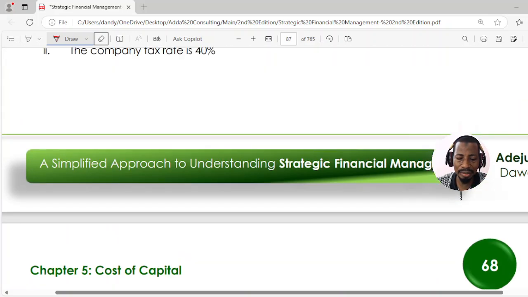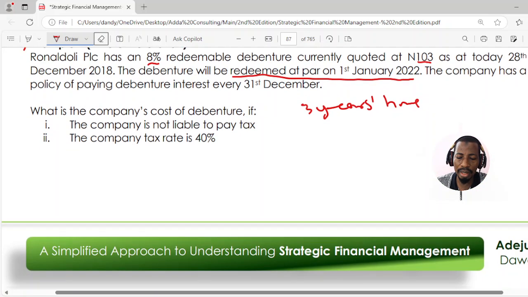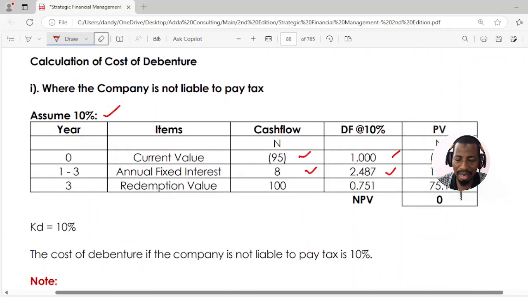We are told that the debenture will be redeemed at par. At par means at 100 naira. 100 naira multiplied by the discount factor at 10% for year 3, that's 0.751 multiplied by 100, 75.1. So 75.1 plus 19.9 minus 95 will give us 0 NPV.